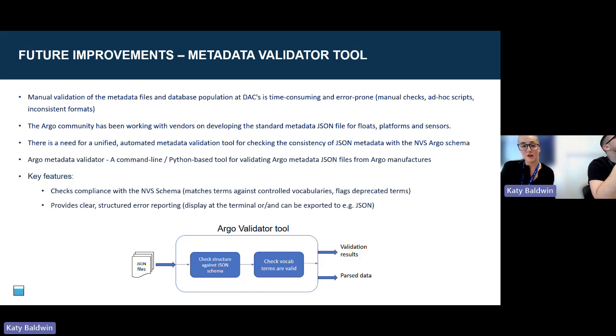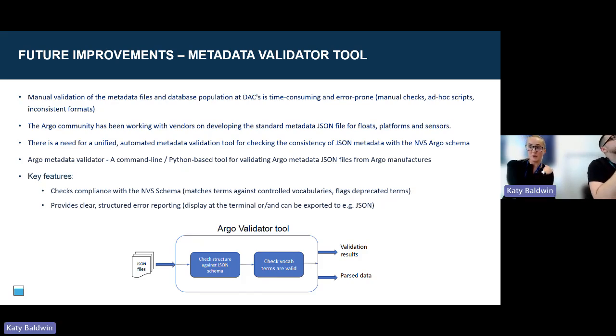This tool will be a way for manufacturers to check their metadata files to ensure it includes all of the relevant information in the correct format prior to submitting them to us, and for us to validate the metadata file before it's added into our database. The key features of the validator tool are that it checks the compliance of the metadata with the NERC vocabulary server, the NVS, and reports any errors in a clear and structured way.